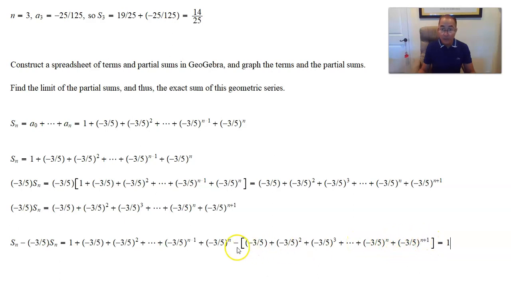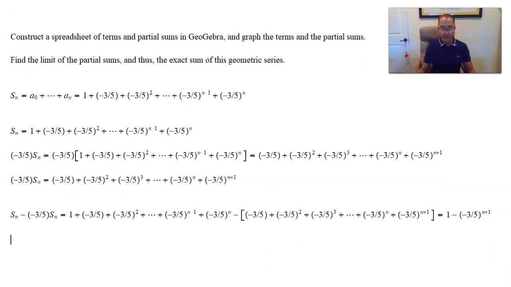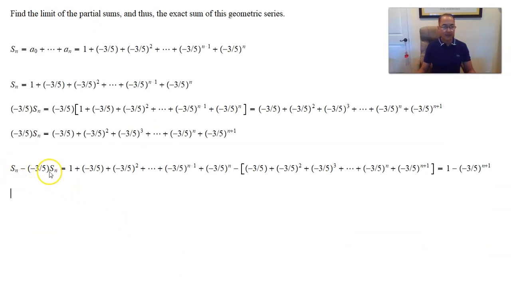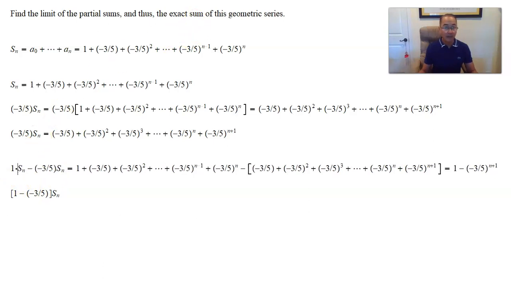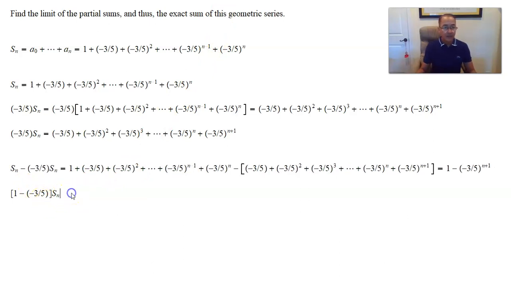But this survives. We are subtracting those, so careful, that's 1 minus negative 3/5 to the power n plus 1. Okay, so there you go. On the left side, let's keep working on this because we now have Sn appearing twice, but we can factor it out. We get 1 minus negative 3/5. And there's a 1 over there. It's not 0, it's 1. Where did that 1 come from? Because Sn is Sn times 1. Just in case you forgot, that's where that 1 is coming from. So that's our left side, and on the right side, we get this.